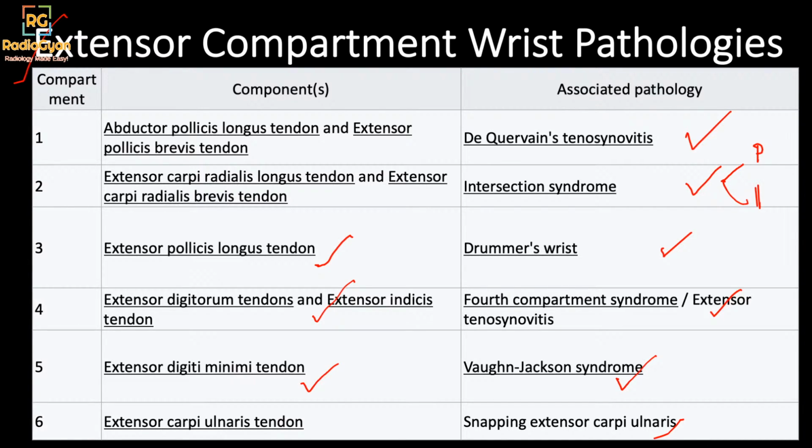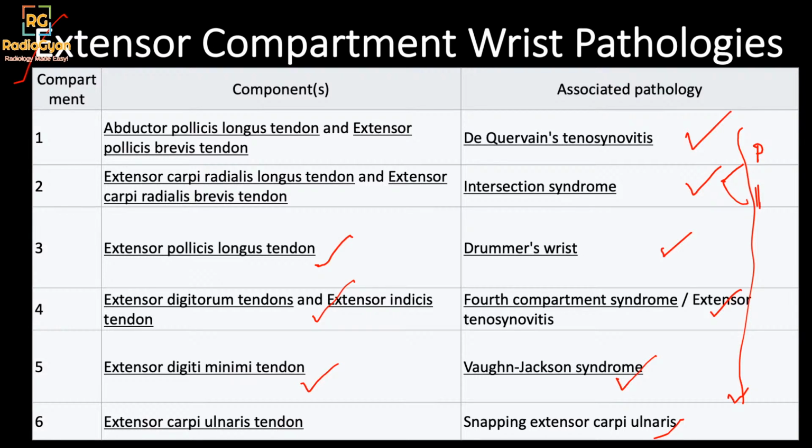What happens is that if there is excessive movement, or if there is a pathology, say a small fracture or chronic overuse, these tendons either have friction amongst themselves or against the bony protuberances, which gives rise to tenosynovitis. So the pathology in all these 6 compartment syndromes that I've talked about is the same. It's tenosynovitis, which is tendon thickening and fluid in the tendon sheath.